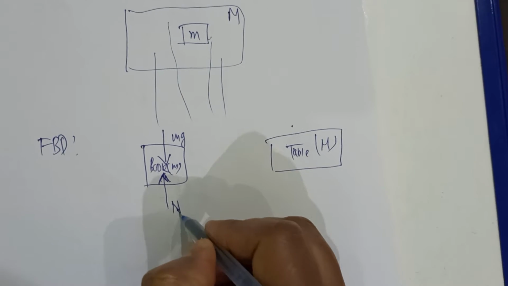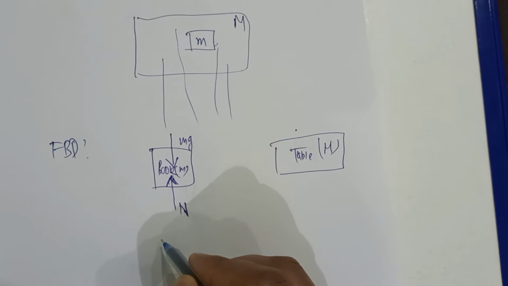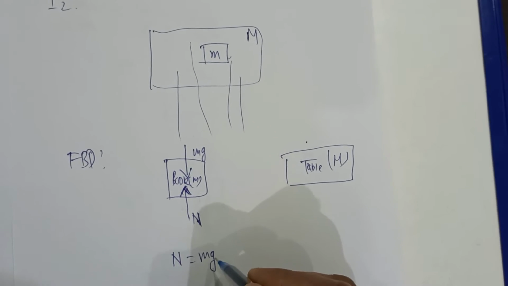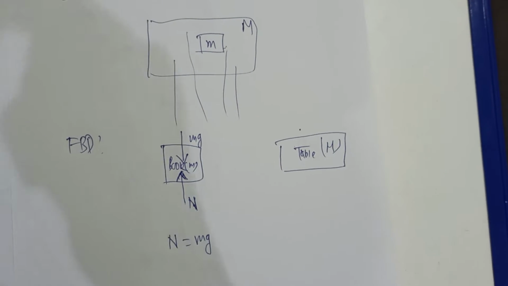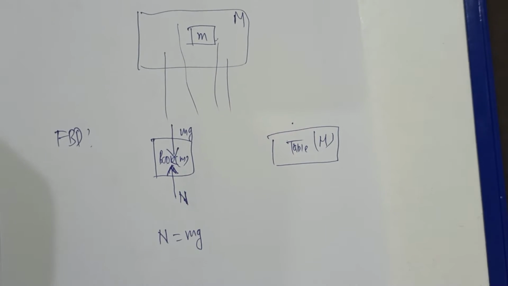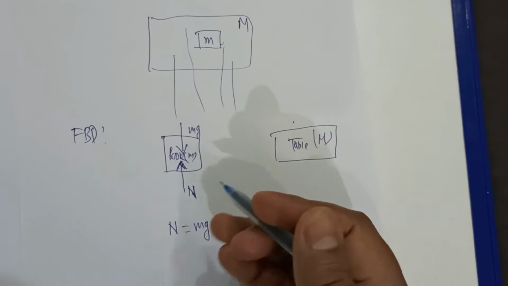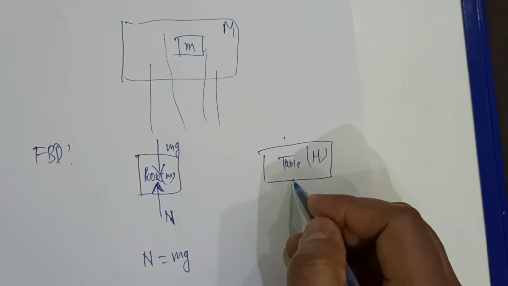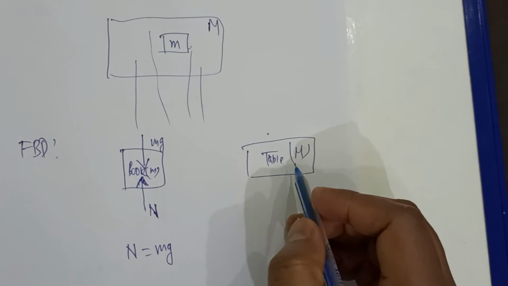We usually represent it with N. So this N is equal to mg. So now we see why this book is not moving. It is just staying on the table. So now we'll see about the table.